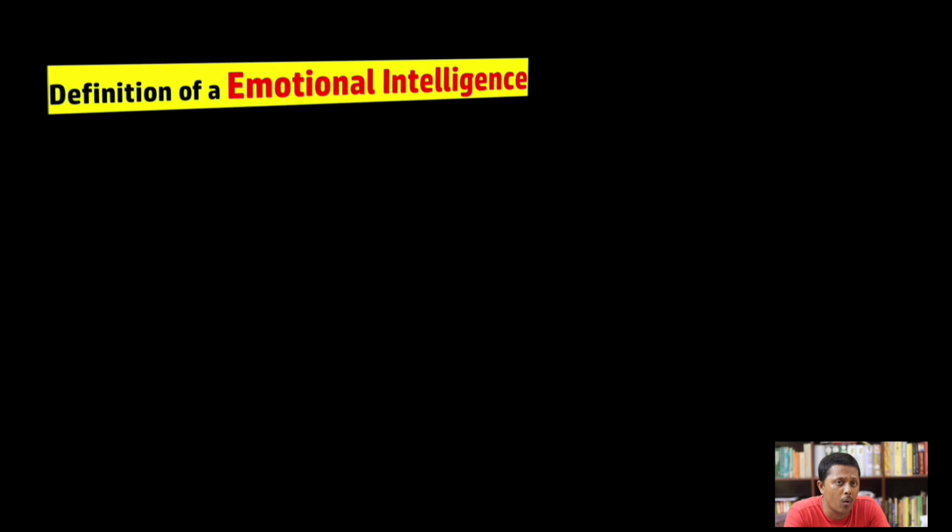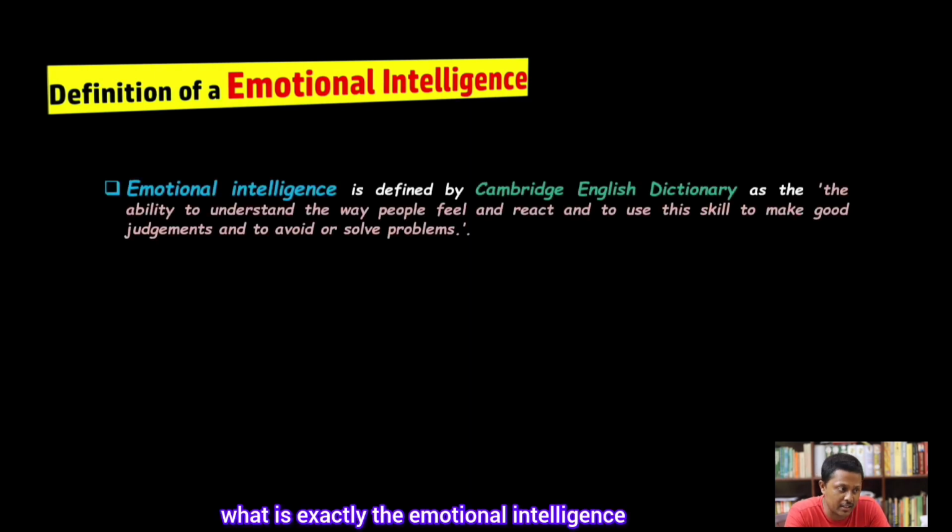And in this part of definition, we need to understand what exactly emotional intelligence is. In the first section, emotional intelligence is, according to the Cambridge English Dictionary, the ability to understand the way people feel and react, and to use this skill to make good judgments and to avoid or solve problems.